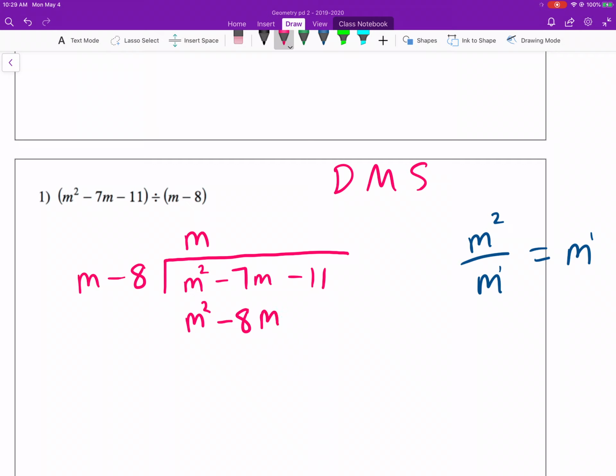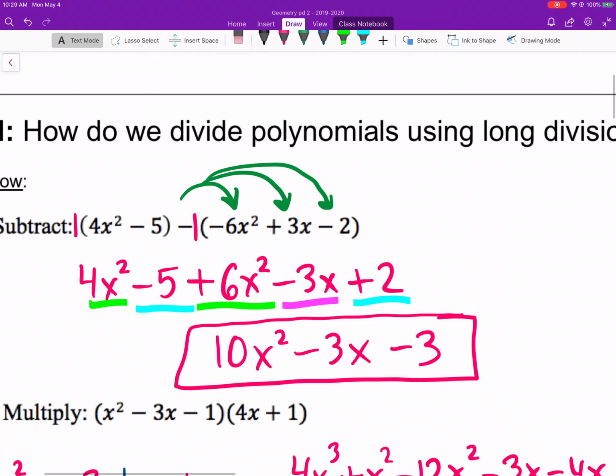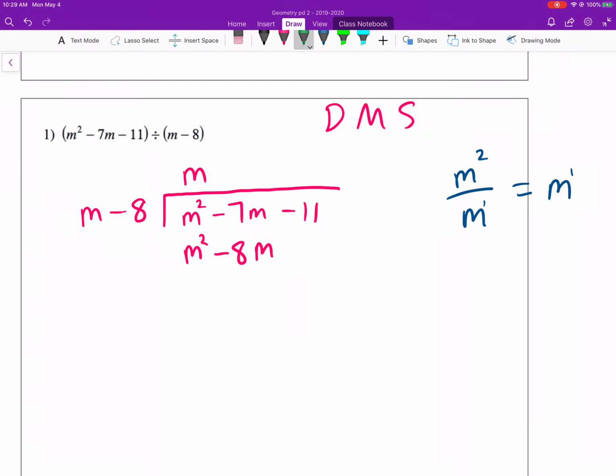Now subtraction. Subtraction means you're just changing the signs, just like we did with this do now question. We changed all the signs. We'll be doing that same thing here. So you're going to be subtracting m squared and then adding 8m. Change the signs, whatever it is, which is going to make those first terms cancel, like it says in your steps. So all that you're left with is the m term. So negative 7m plus 8m is just m. Negative 7 plus 8 is 1m.